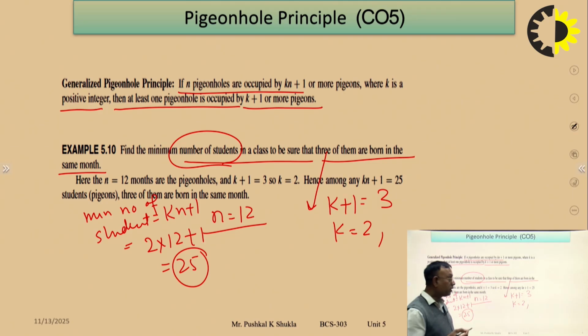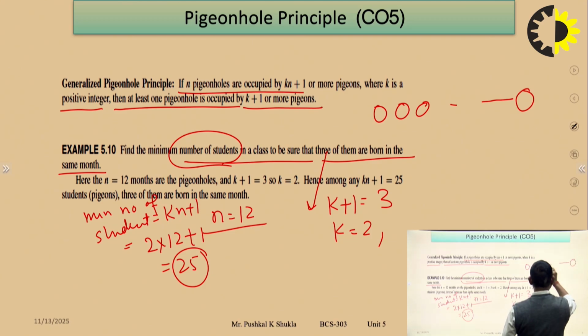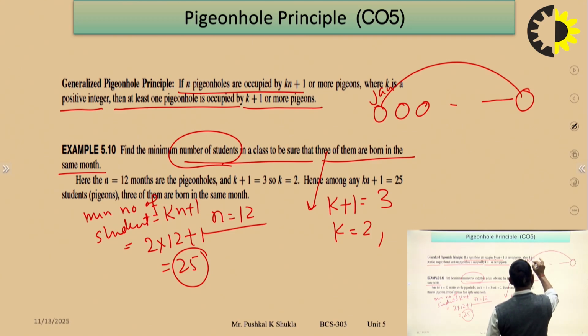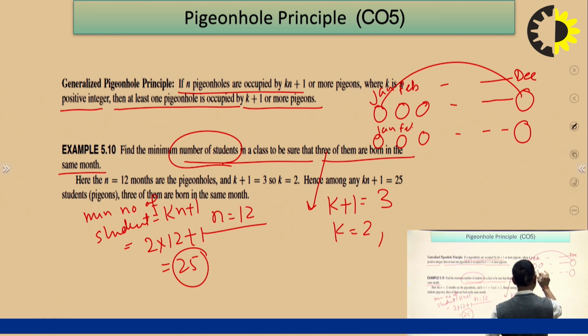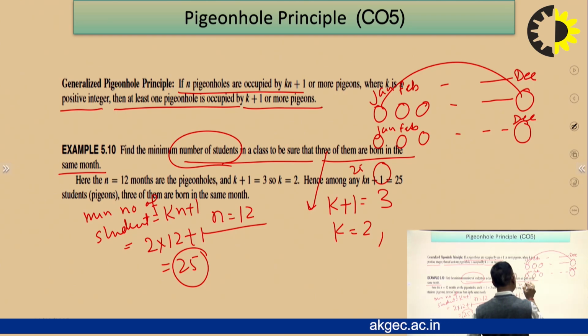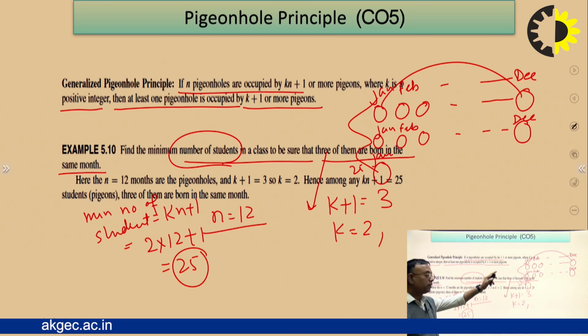In the worst case, what happens? Students 1, 2, 3 up to 12 are born in January, February and so on, up to December. Again, students 13, 14, 15 up to 24 are born in January, February and so on, up to December. And suppose the 25th student is born in January. So three of them are born in the same month.